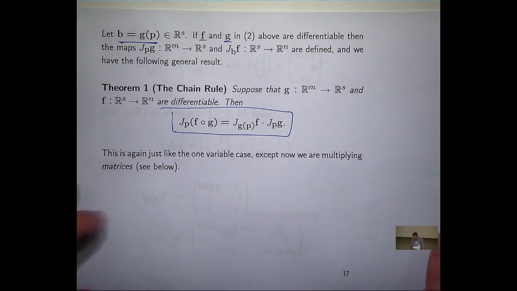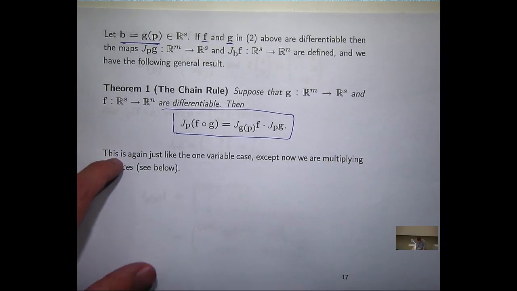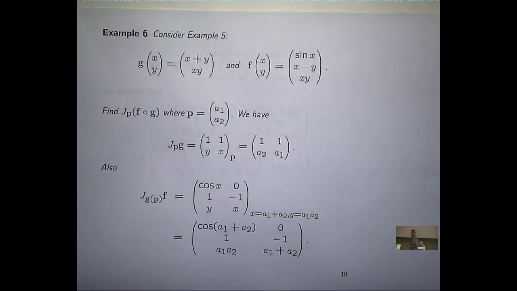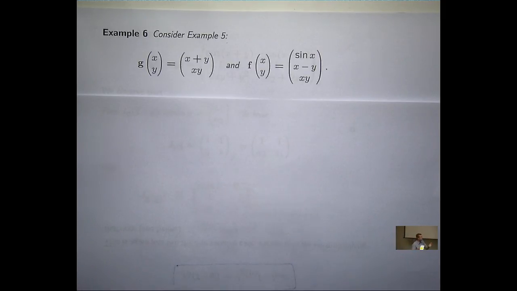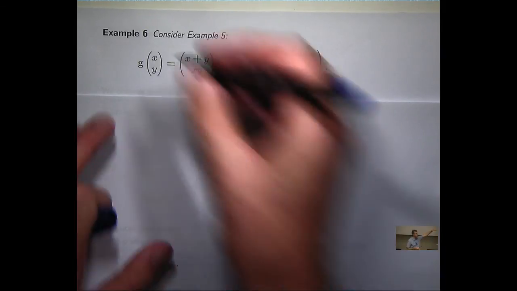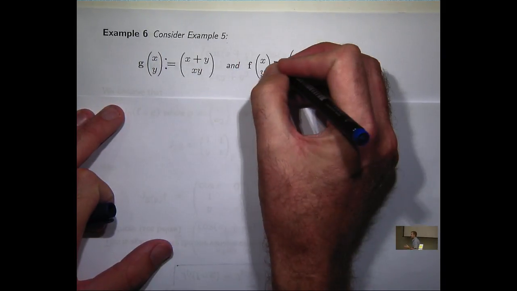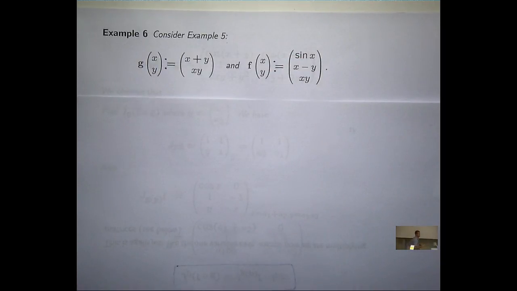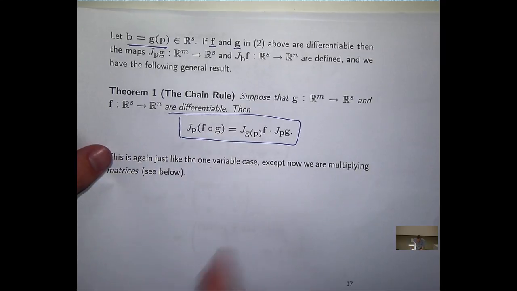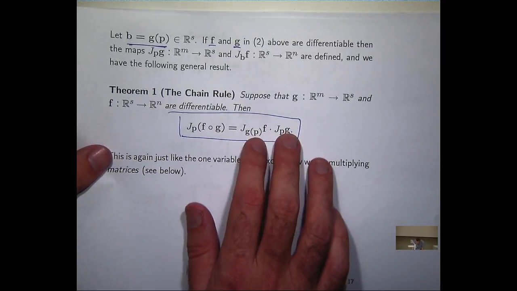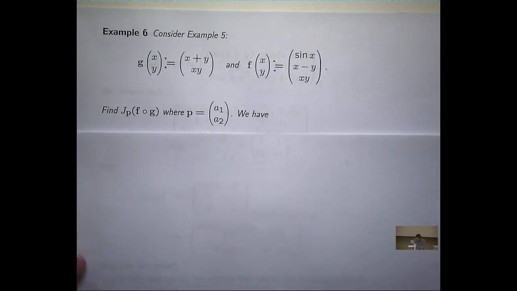So let's have a look at this in action. I'm not going to prove it, but here's an example based on the functions introduced in example 5. So here we've got G and F defined in the following way. What we're going to do is just verify the chain rule. Essentially, we're going to work out the left-hand side, work out both of these parts of the right-hand side, multiply on the right and show that they're actually equal.